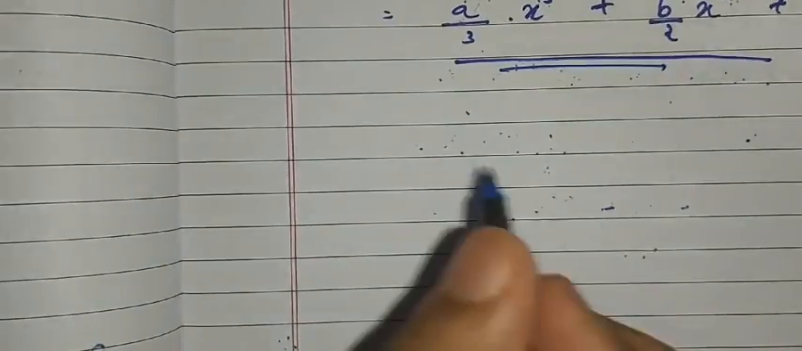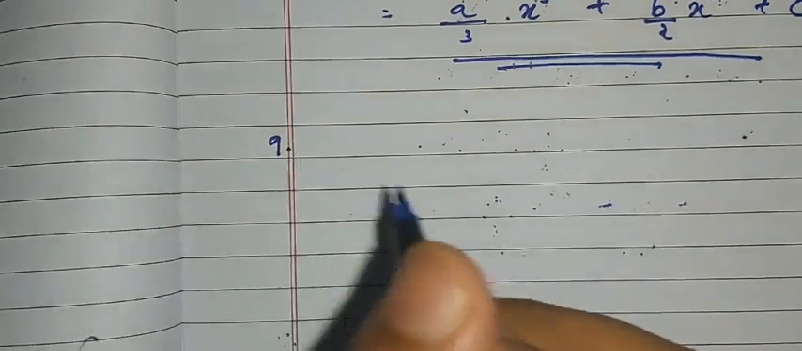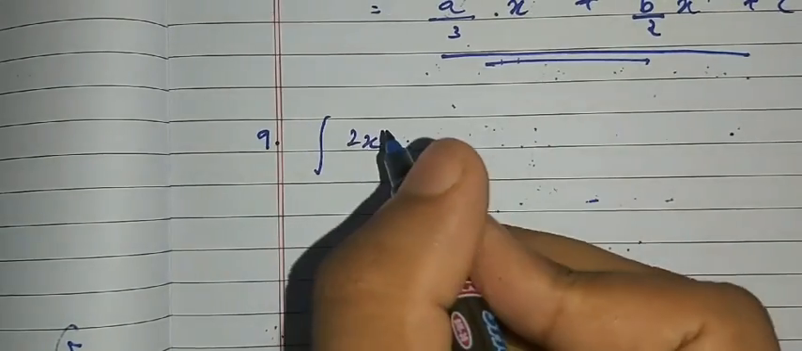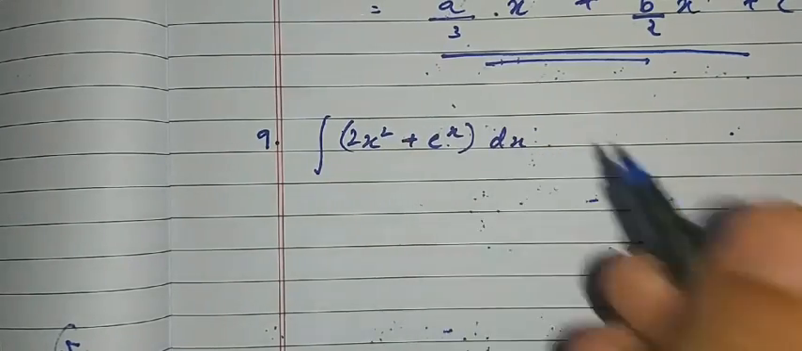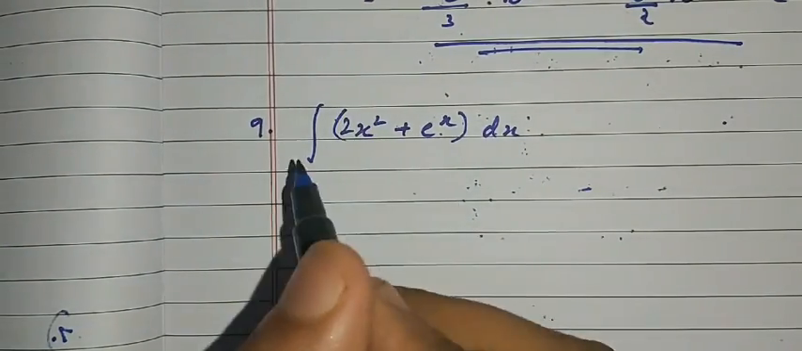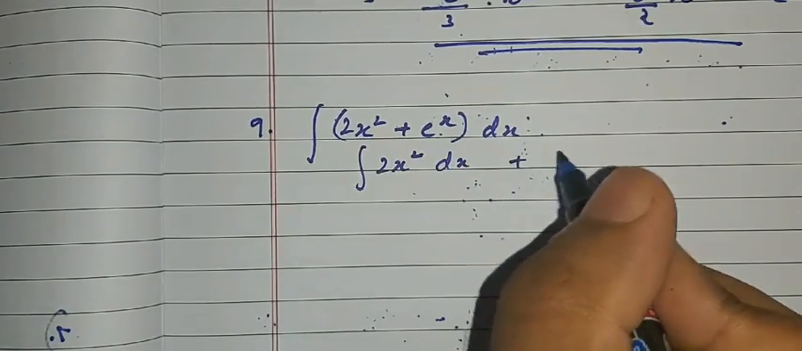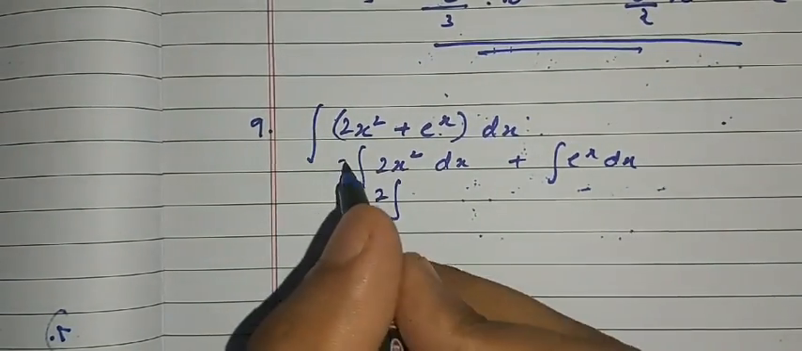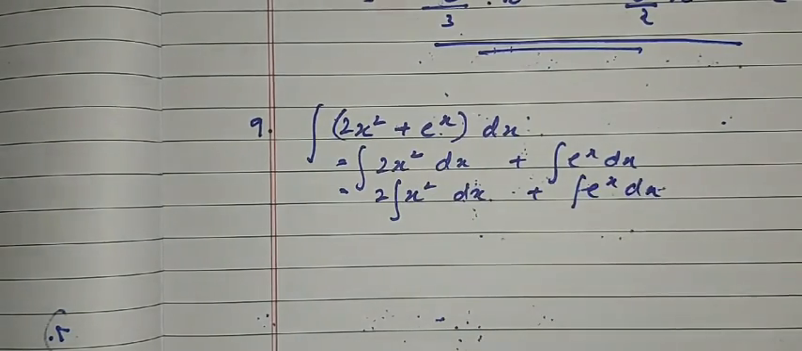Now we move on to the 9th question of the same exercise. So what is the 9th question here? The 9th question is integral of 2x square plus e raised to x dx. As we had done before, let us separate or split it. So it will become integral of 2x square dx plus integral of e raised to x dx. So 2 is a constant, it can be taken outside. 2 into x square dx plus e raised to x dx.